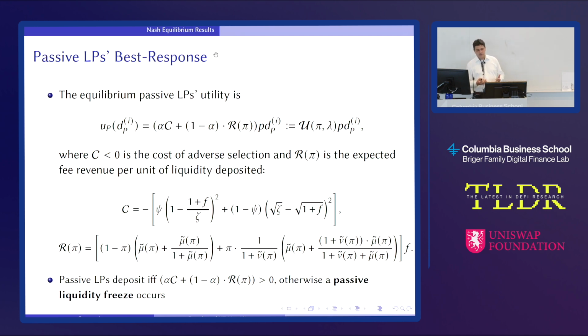And the argument is that when we ask the question, what will be the criterion for the passive liquidity provider to deposit? Well, it will only deposit if this condition is satisfied: the expected cost, which is alpha C, which is negative, plus the benefit is larger than 0. So if the expected benefit exceeds the cost, then it will deposit. If the expected benefit is lower than the cost, then it will not deposit, because otherwise the cost of being adversely selected is larger than the fee revenue that it is extracting from the investors coming and trading. Okay, so that's the idea.